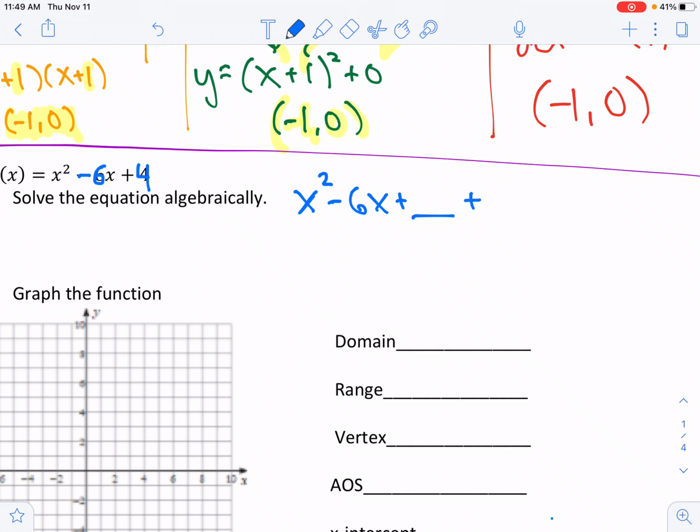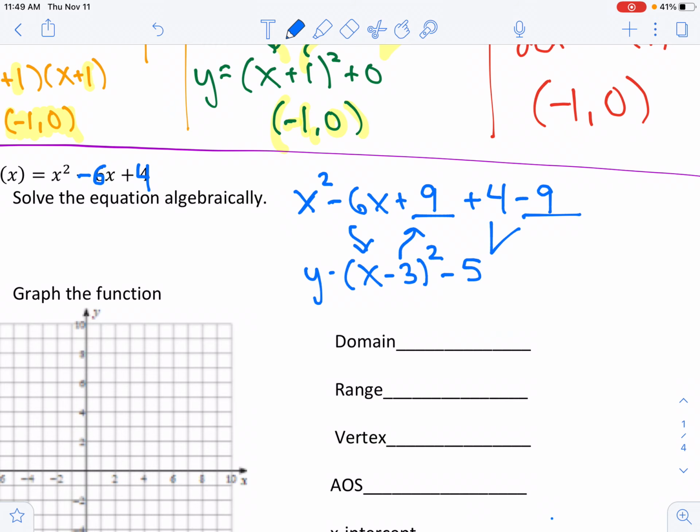Put my spaces in. And then I do half the middle number. So x minus 3 squared. -3 times -3 is 9, and if I add 9 here, I can subtract 9 here. And 4 minus 9 is -5. So I've turned it into vertex form.